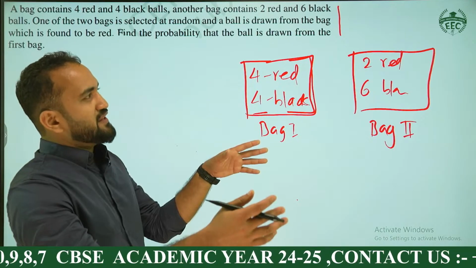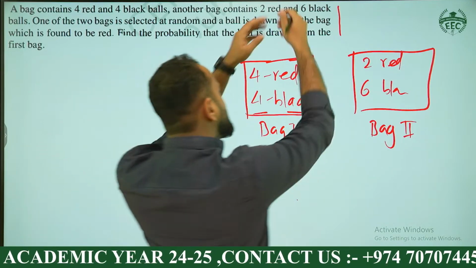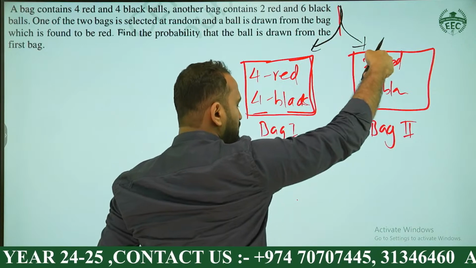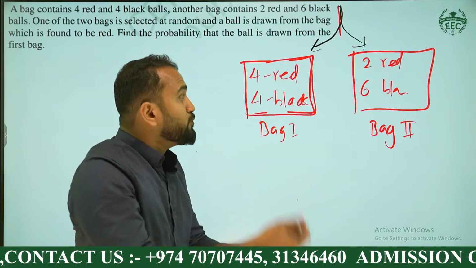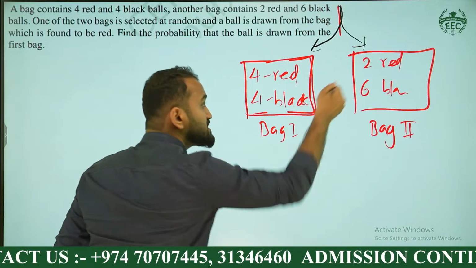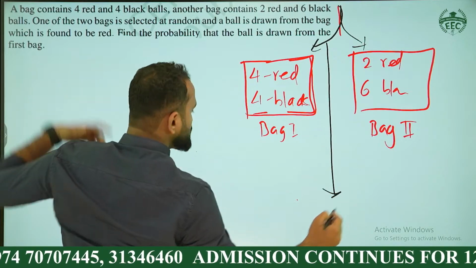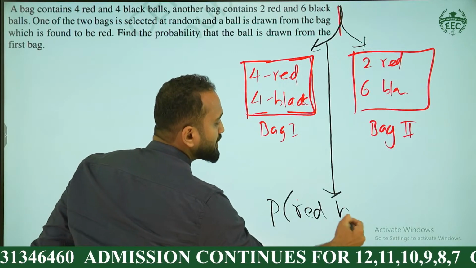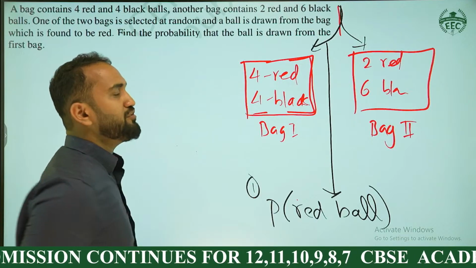In every question, there exist two selections. The first is the selection of the bag, bag number 1 or bag number 2. After selecting one of the bags, you go for the second selection, of the ball. Here, it was found to be a red ball. So you can expect the first question: what is the probability of selection of a red ball? This is question number 1, the probability of selection of a red ball.